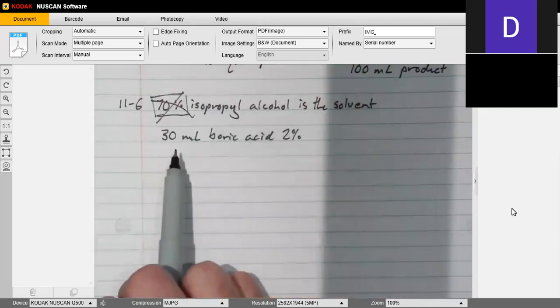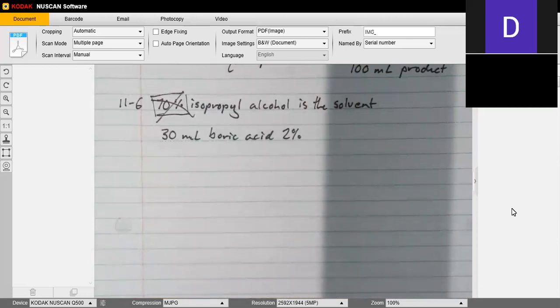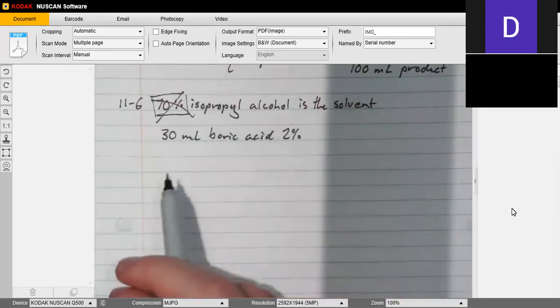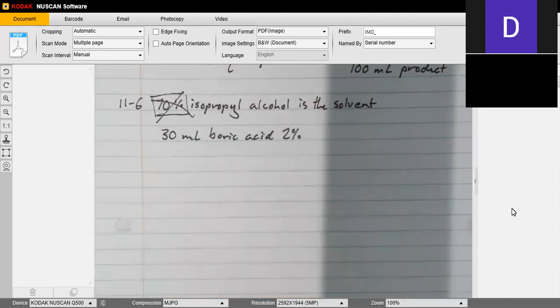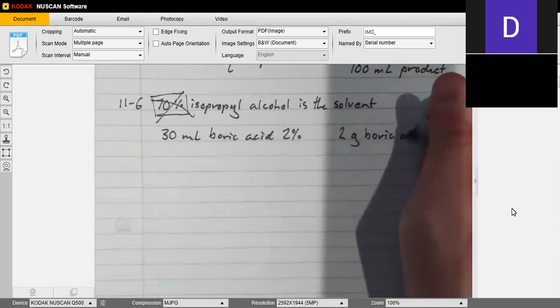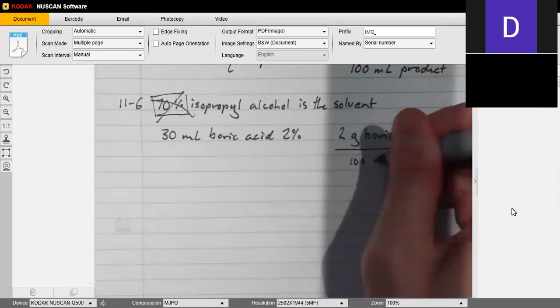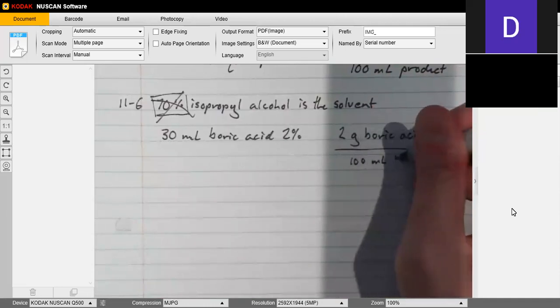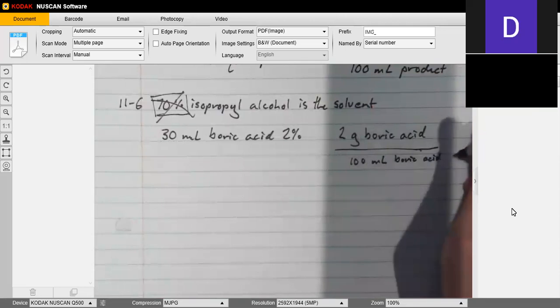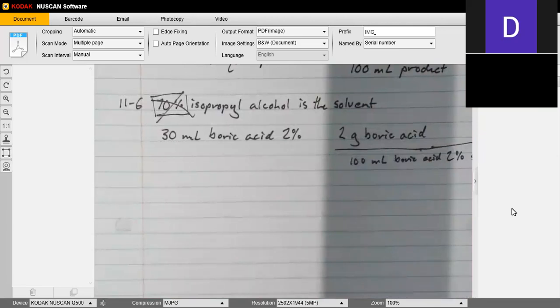Now, 30 milliliters of boric acid 2% actually gives us some useful information. So we know that 30 milliliters of boric acid 2%, we only have 30 milliliters of it. If we had 100 milliliters of boric acid 2%, we would have 2 grams of boric acid in that 100 milliliters of boric acid 2% solution, right? So it's 2 grams per 100 milliliters. That's what we know.